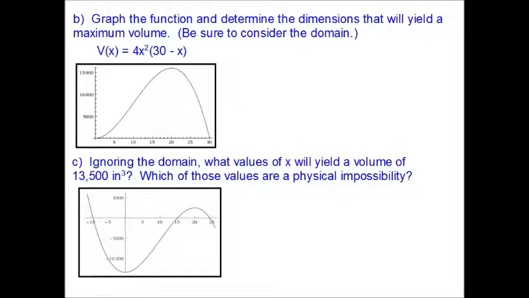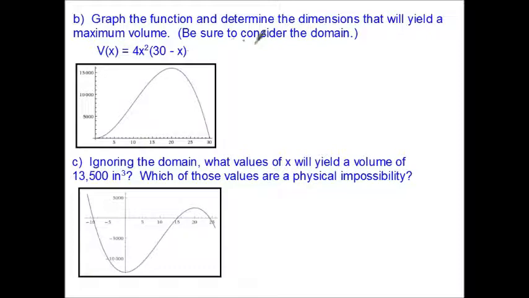Now once we've got the volume figured out, we can go on and answer some other questions about it. Part B of this is going to ask us to graph the function and determine the dimensions that will yield a maximum volume. My personal note on this: be sure to consider the domain. Because if you're looking at the volume function and you think about simplifying it, I'd end up with a negative x to the third. So I'd have my upside down barrel of monkeys thing, and you can see that on the graph here, where it would come down and then take off toward positive infinity. So if you're just doing that and thinking maximum, you think, oh, it's infinity.